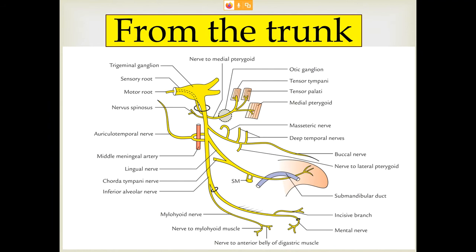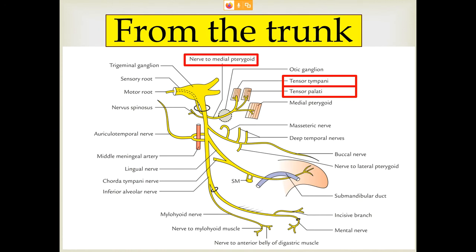From the trunk of the mandibular nerve, we can identify two branches arising: the meningeal branch and the nerve to medial pterygoid. First, let me explain the nerve to medial pterygoid. It is a small branch which supplies the medial pterygoid from the deep surface and provides a few filaments which pass through the otic ganglion, and without interruption supply the tensor tympani and the tensor veli palatini muscle. So this is about the nerve to medial pterygoid.